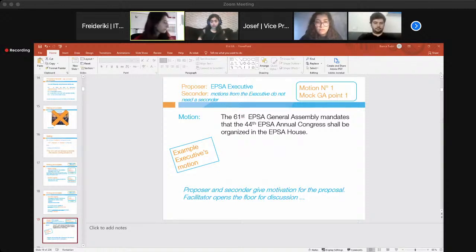CzPSA? Kathy, KPSV, the Netherlands. We are against this motion because the EPSA House is way too small to host an annual congress, and thereby there will not be enough space to host all the people.